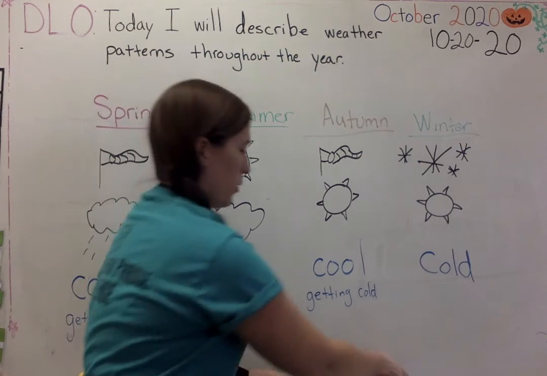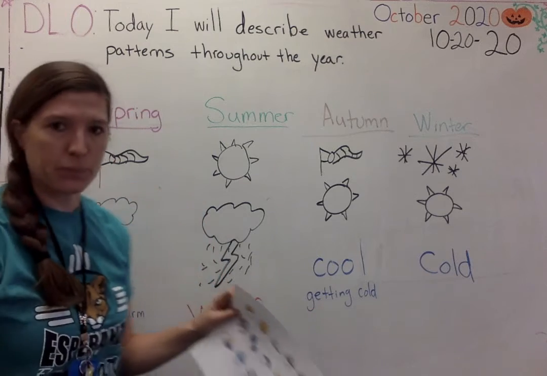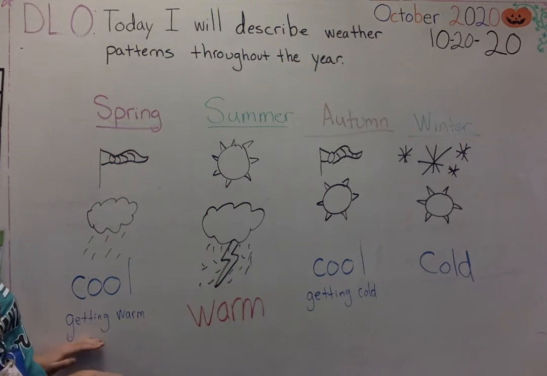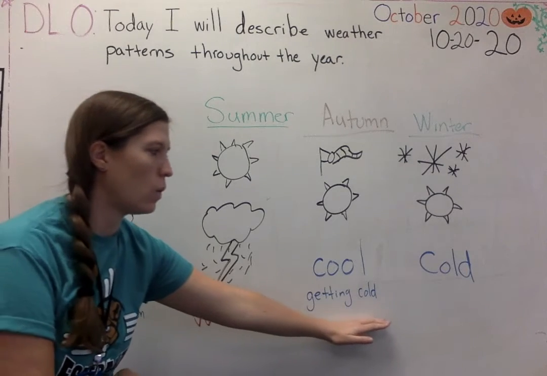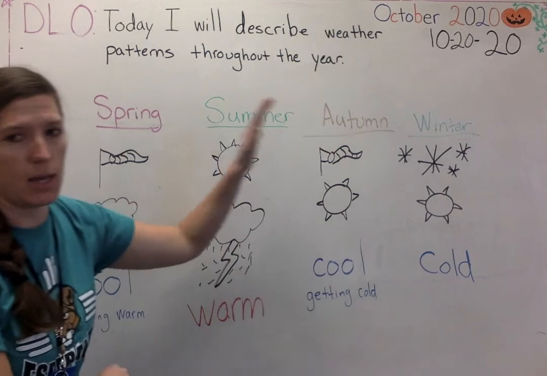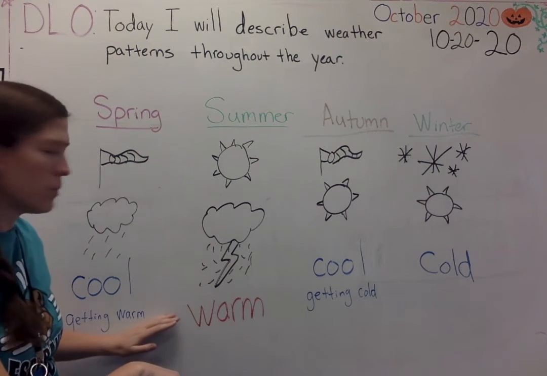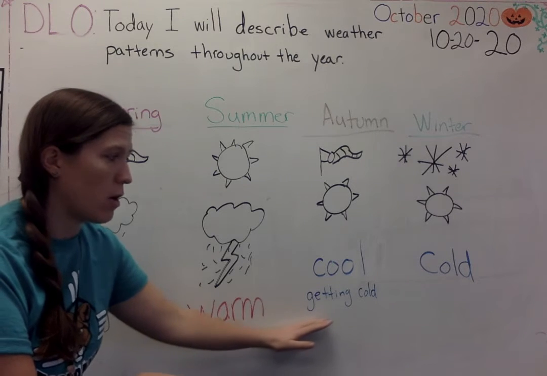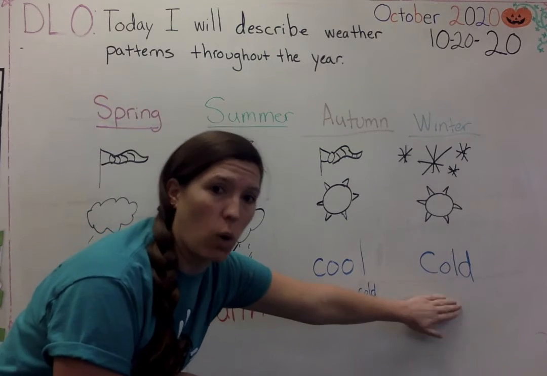So let's look at our pattern. I'll scooch over a little bit more. Try and move my globe. So our pattern is getting warm, warm, getting cold, cold. Then we start the year all over. In the spring, it's starting to get warm. It's still cool. Summertime, it's warm. In the autumn, it starts to get a little cool and cold. And then winter is cold.